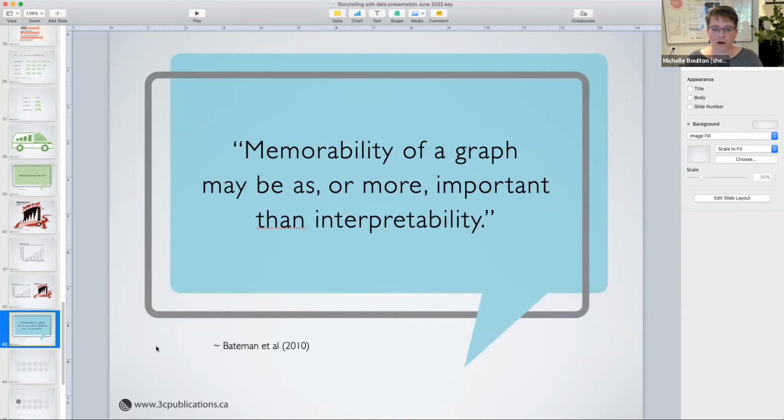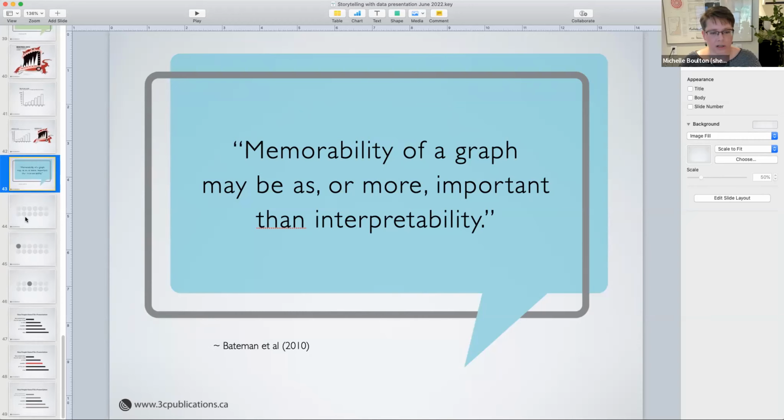Of course, it depends on what you're trying to do. The more visual aspect is usually trying to persuade, so it tends to be more biased, right? They definitely have an objective in presenting the information. They want you to have an opinion after reading it. So from a paper by Bateman et al., there was a line in there that I thought was interesting: Memorability of a graph may be as or more important than interpretability. Depends on what you're trying to do, right?